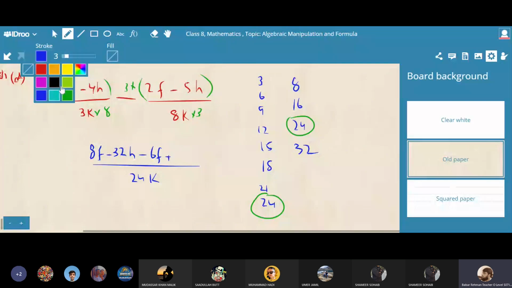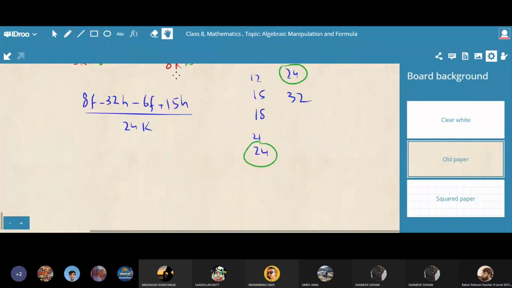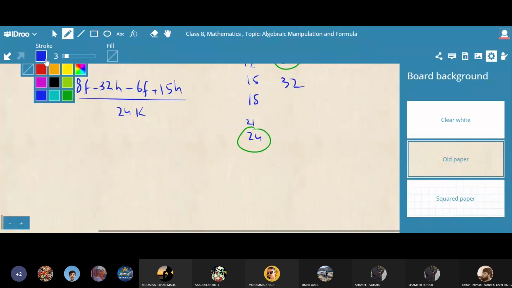Students, if you make a mistake, you will lose the marks. You have to multiply negative and negative, positive. This is very important. And now 3 5s are 15, 15H. Can we simplify further? Yes, students. Can I simplify further?